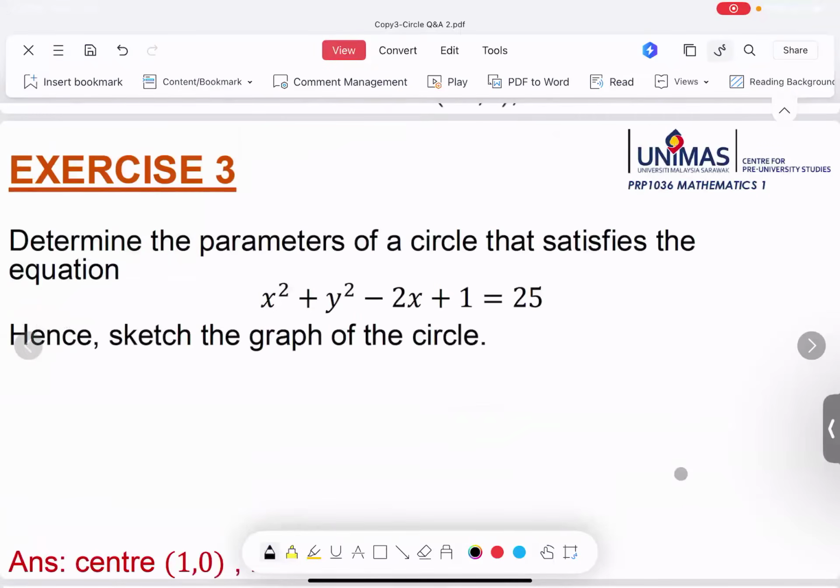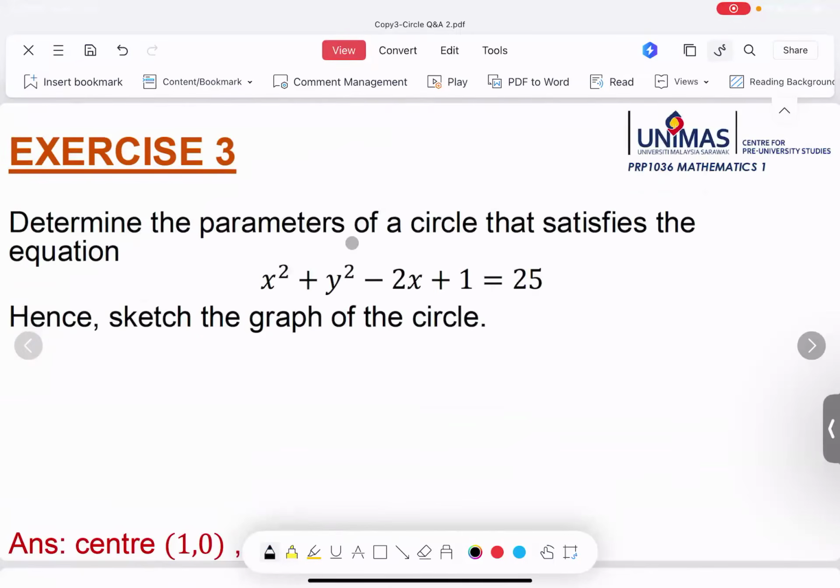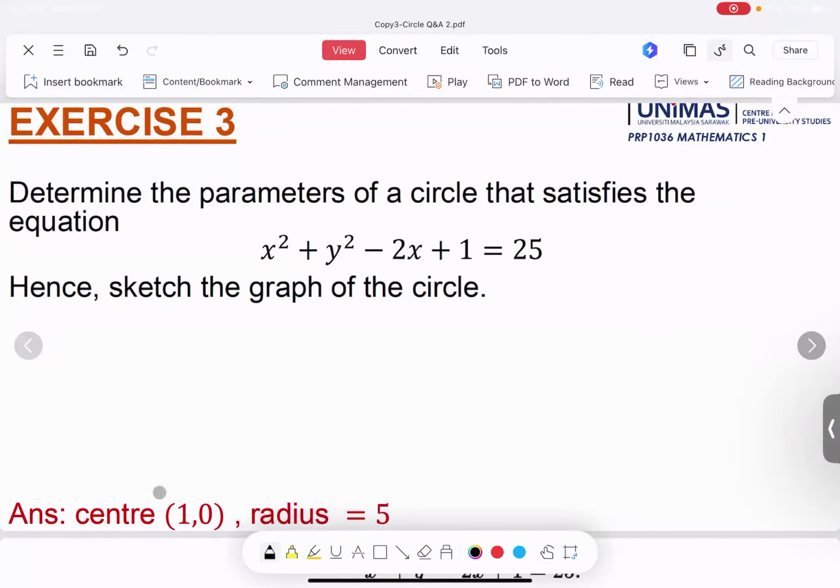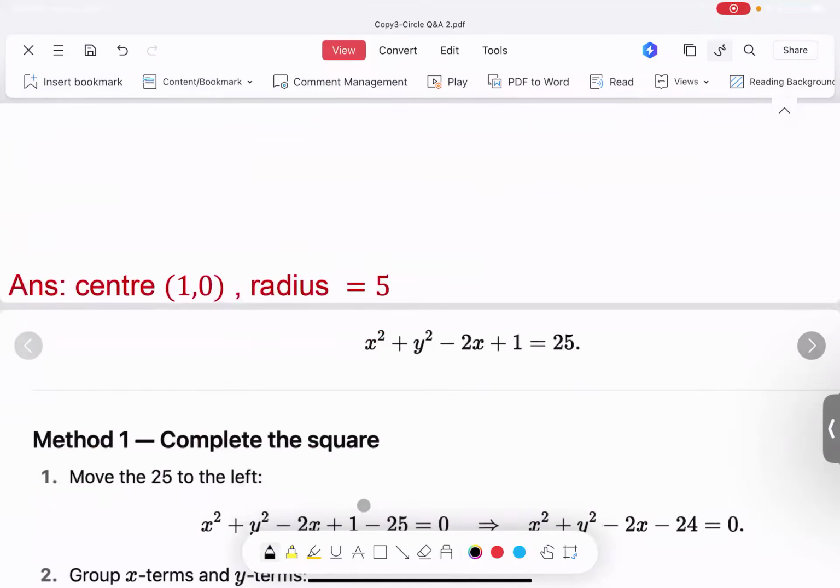Okay, how about exercise 3? Determine the parameters of the circle that satisfy the equation. Sketch the graph of the circle. So the center should be 1, 0. The radius would be 5. Okay, let's see how we do.